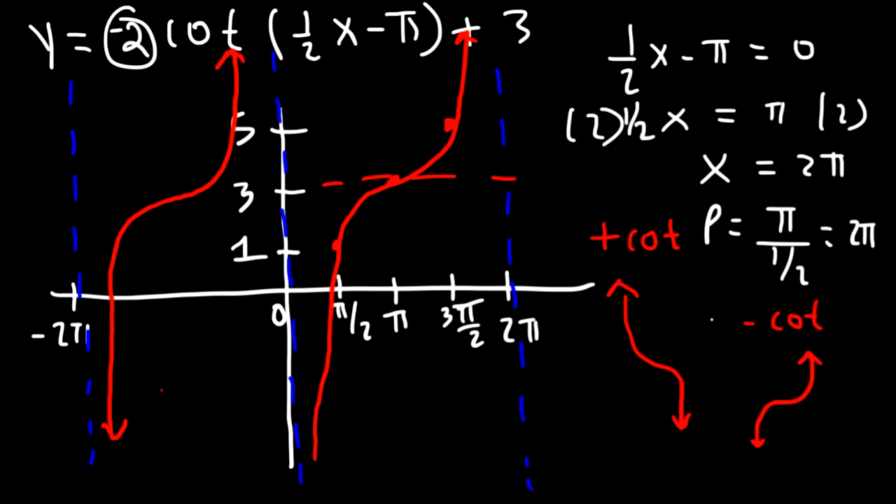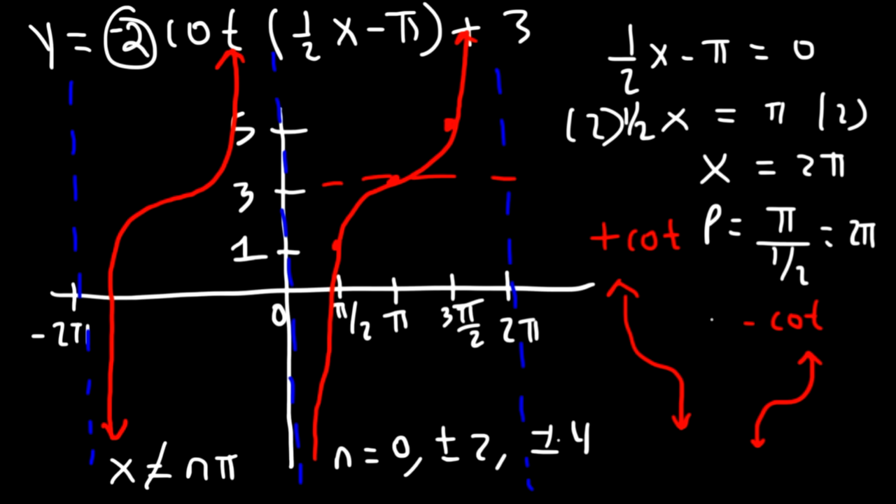So the range, keep in mind, for tangent and cotangent, is always going to be all real numbers, negative infinity to infinity. Y can be anything. And for the domain, simply remove the asymptotes. The asymptotes differ by 2 pi in this example. So we can say that x cannot equal n pi, where n is 0, plus or minus 2, plus or minus 4, plus or minus 6, and so forth. And so that's it for this example.